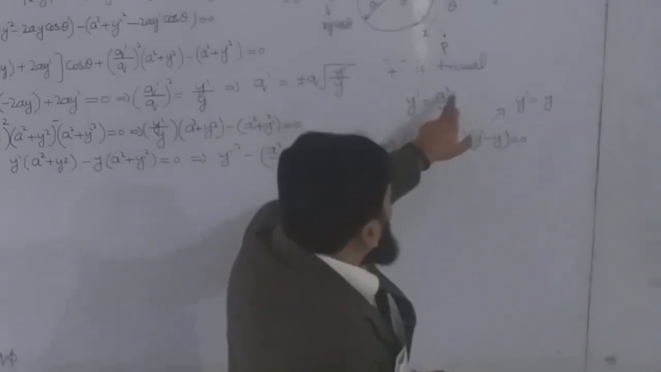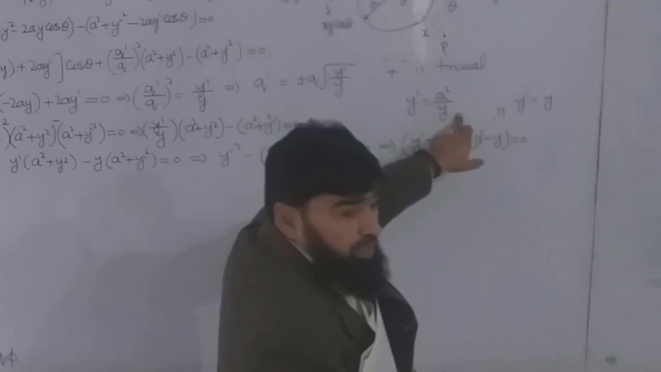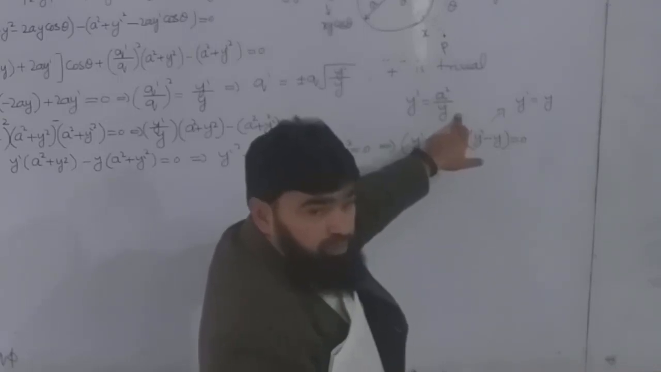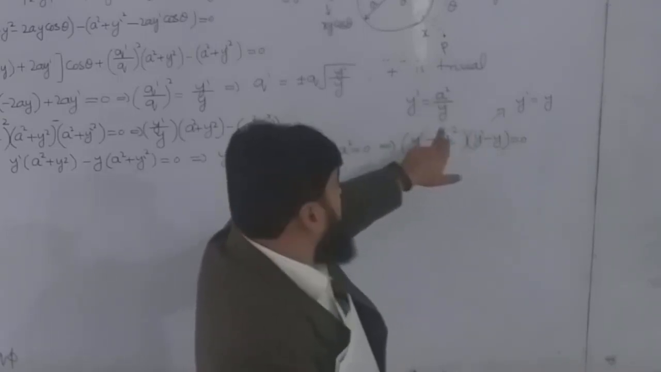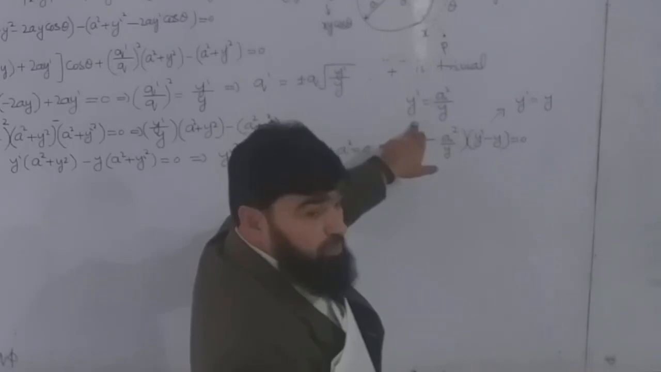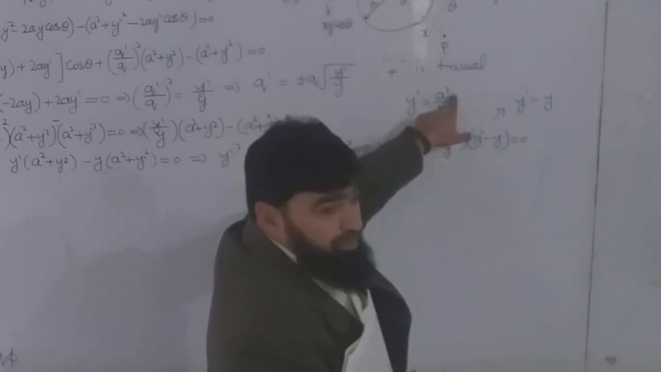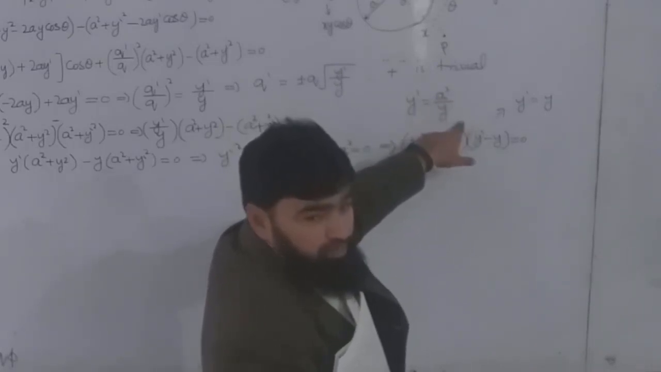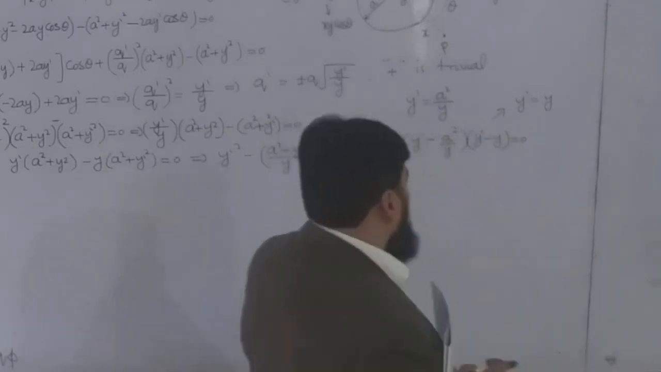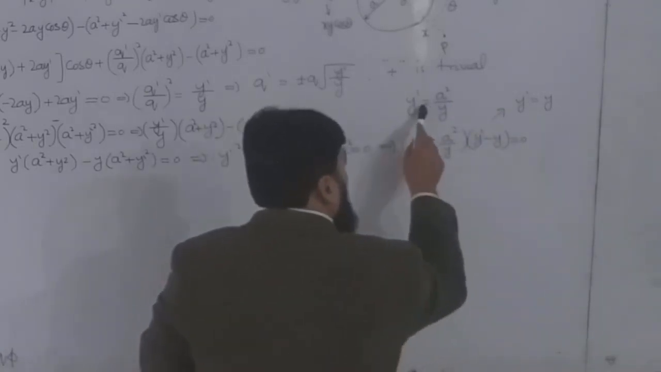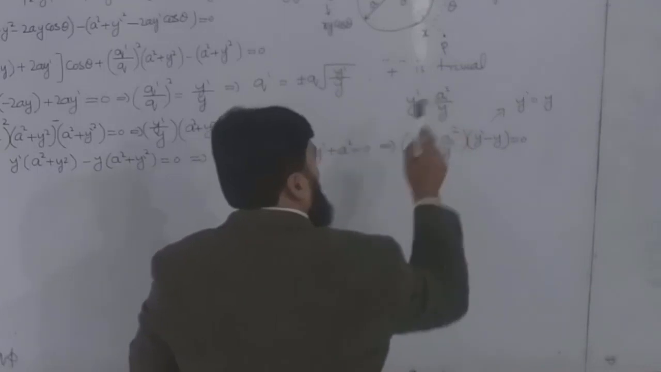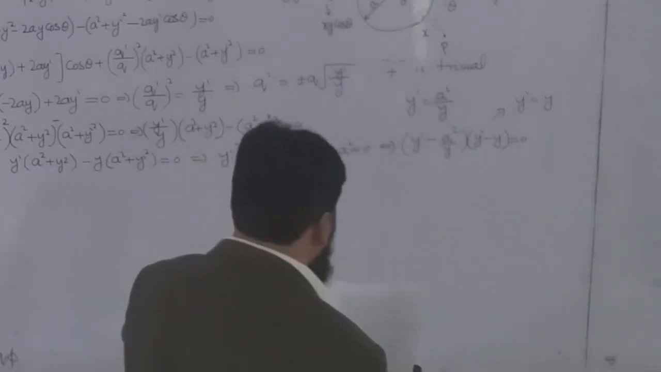So y prime is equal to a square over y. Is this dimensionally right? Yes, that's right. This is length squared divided by length. So dimensionally, this one is right. Means it seems that this one is inversely proportional, but here is length squared. So don't ignore that.